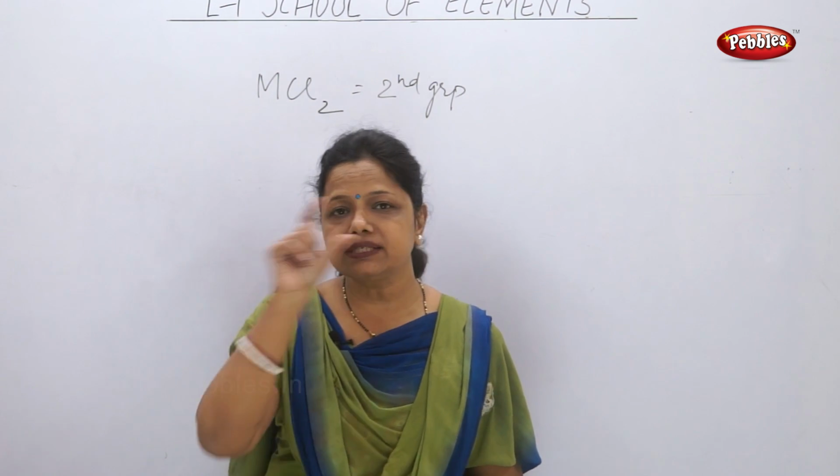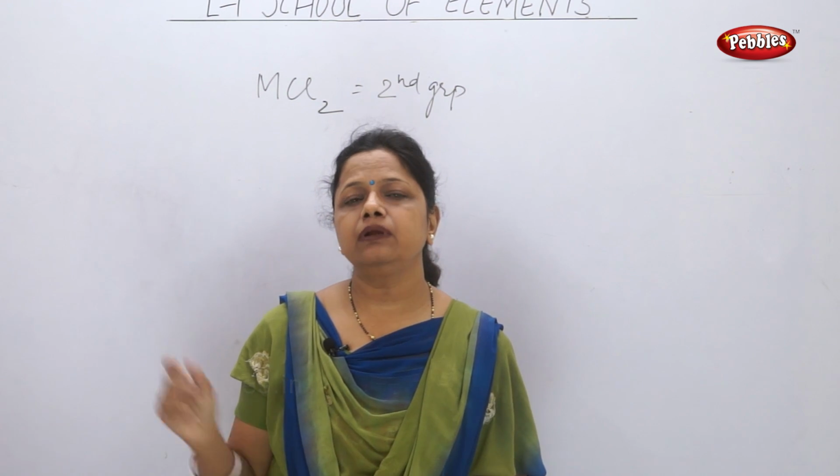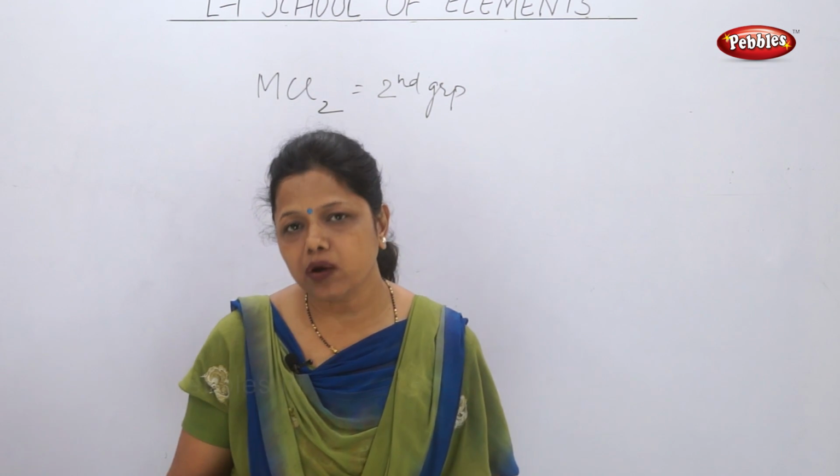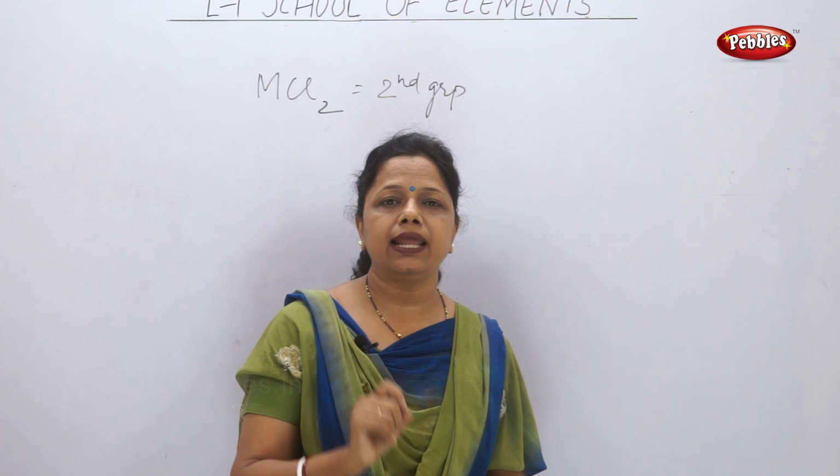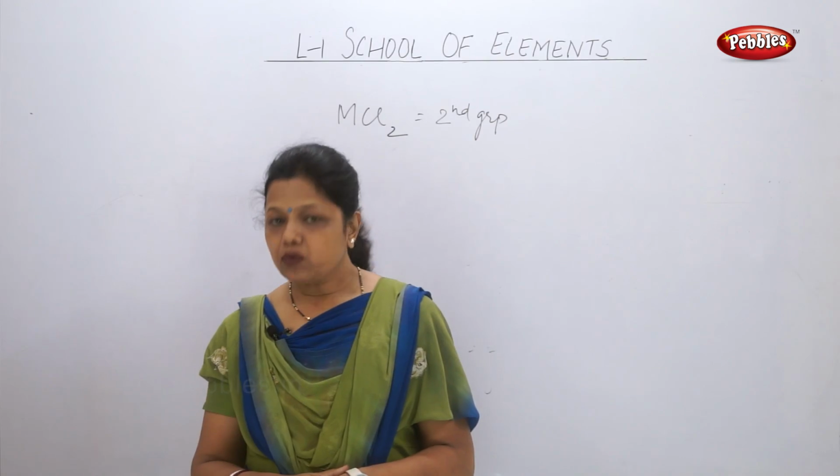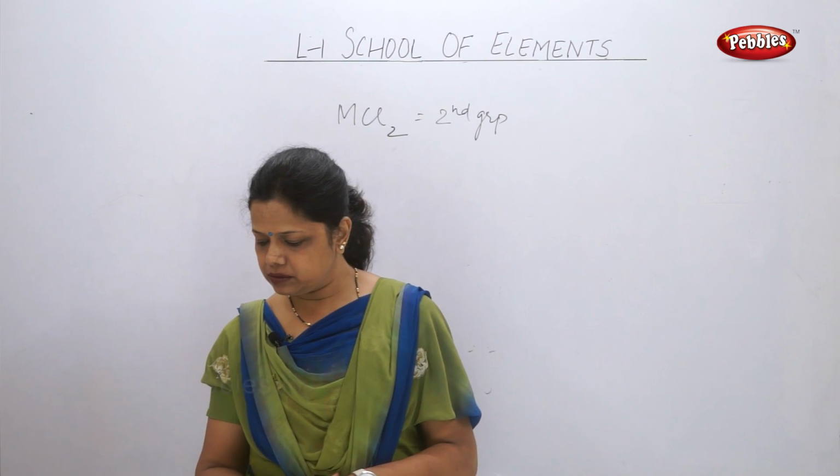And sixth one, elements showing properties of both metals and non-metals are known as dash. So I had told you a zigzag method in the periodic table. Those are known as metalloids. METALLOIDS.